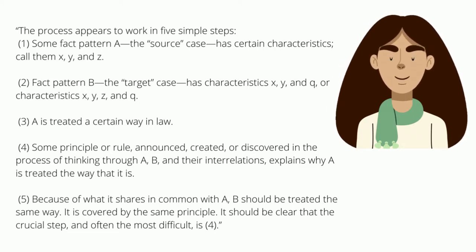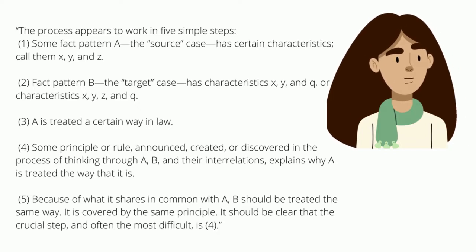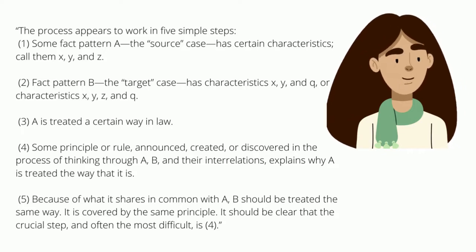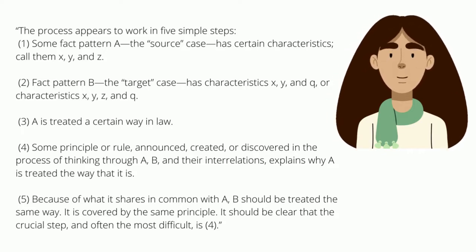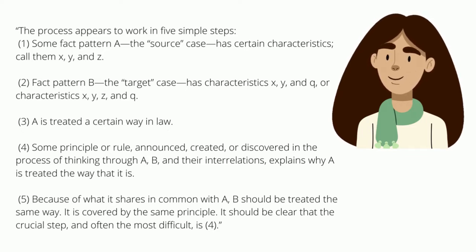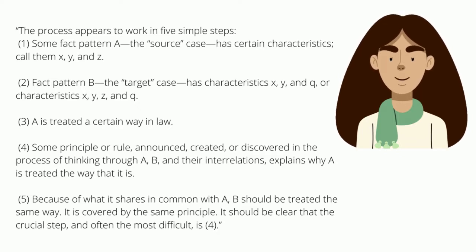1. Some fact pattern A, the source case, has certain characteristics, call them X, Y, and Z. 2. Fact pattern B, the target case, has characteristics X, Y, and Q, or characteristics X, Y, Z, and Q. 3. A is treated a certain way in law.